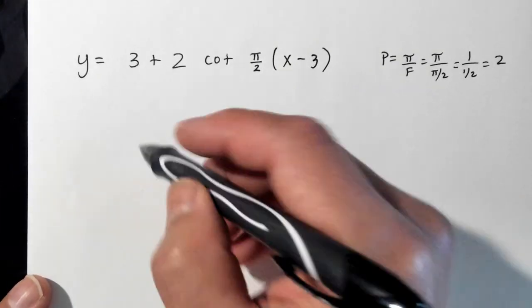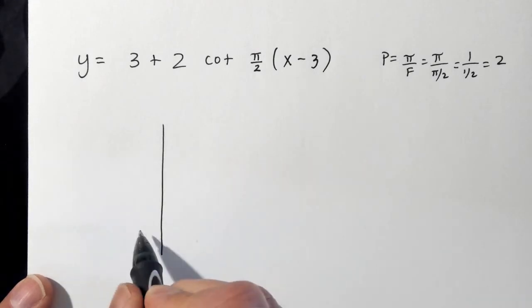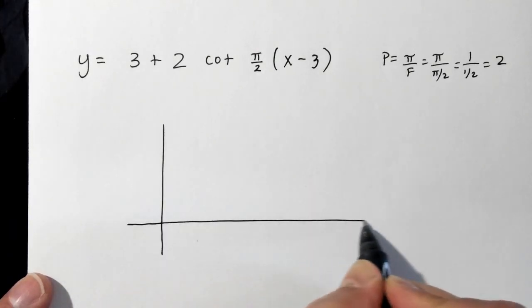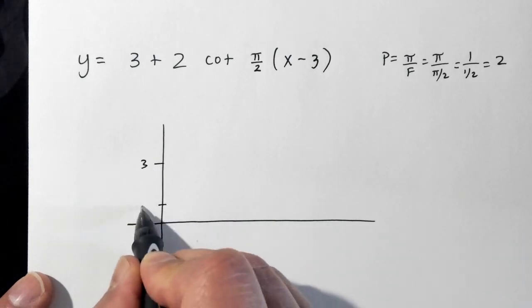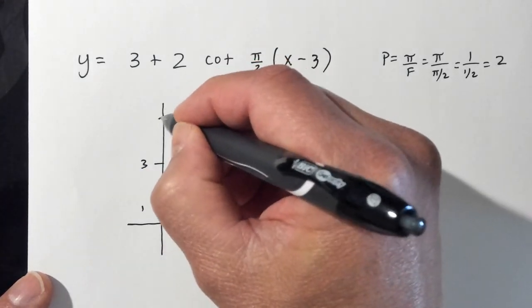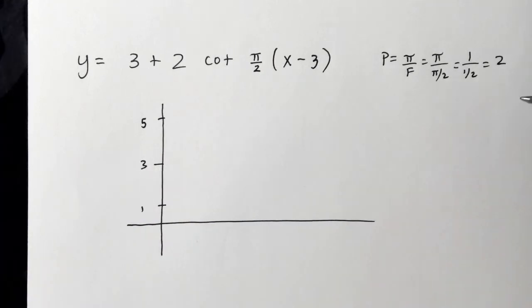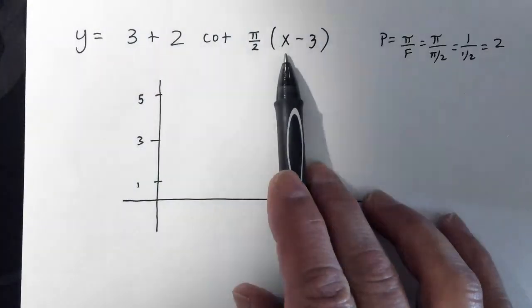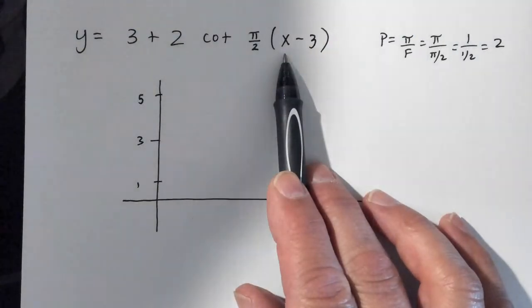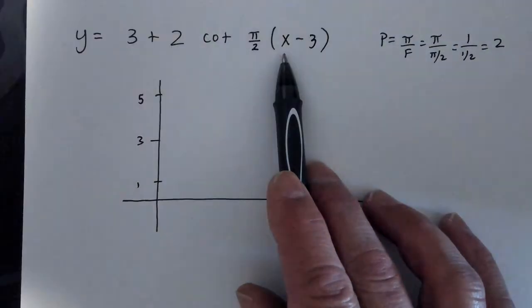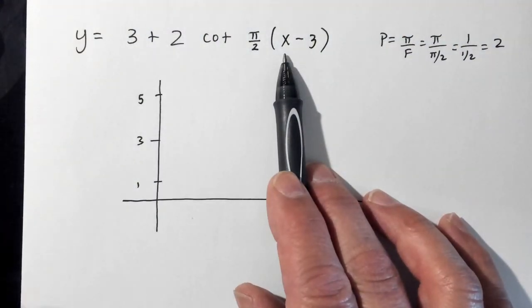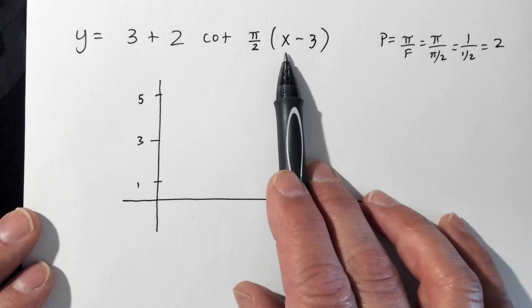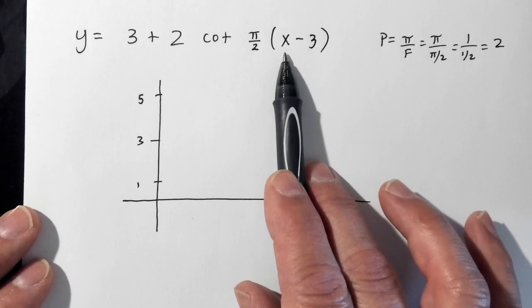Oops, sorry. 3, 1, 5. Now, remember, I'm explaining this differently than I have in the past, so pay attention. This number right here will tell you the location, because remember, cotangent is cosine over sine. So this number right here tells you the location of the first asymptote.